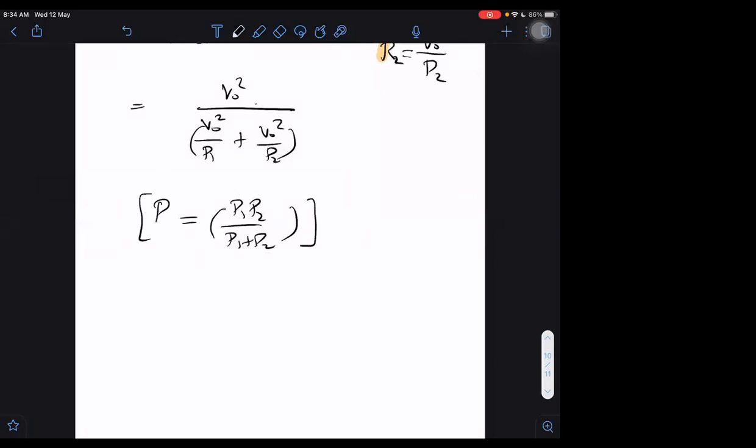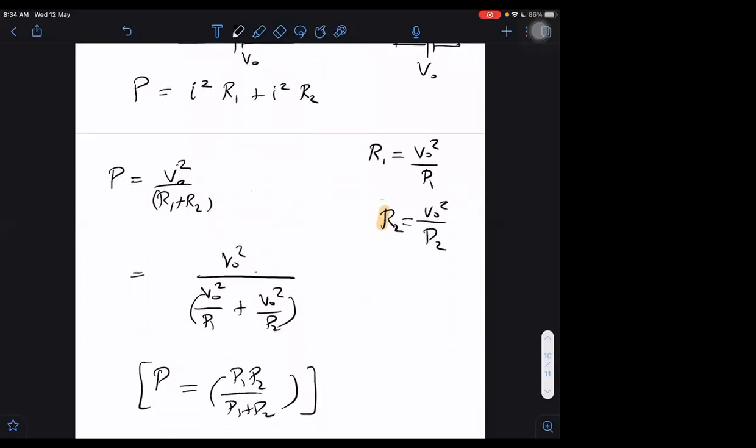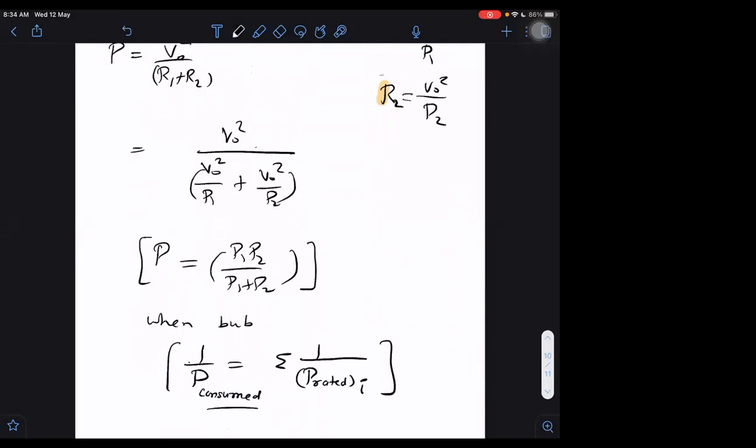Similarly, if there will be 3 bulbs connected in series, then you know what to do now. Same process. In general, I can say 1 by net power consumed will be equal to sigma of 1 by Pi, where Pi is the rated power. This will be the general formula when bulbs are connected in series with the same main supply.